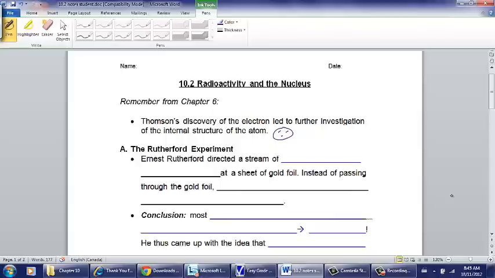Ernest Rutherford used radioactivity as a means to study the atom. What he did was he directed a stream of positively charged particles at a sheet of gold foil, a really thin sheet of gold foil. And instead of passing through the gold foil, as was expected according to the Thomson model, some particles were deflected back and some bounced straight back.